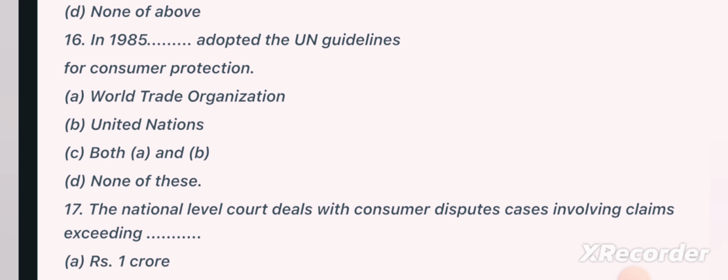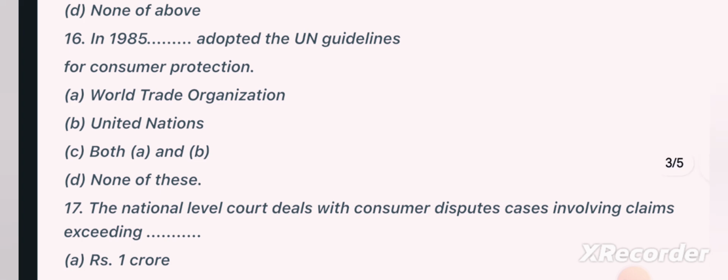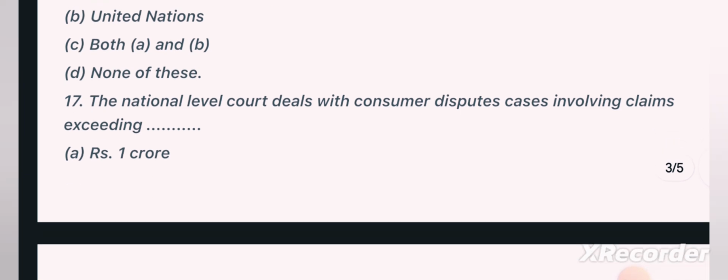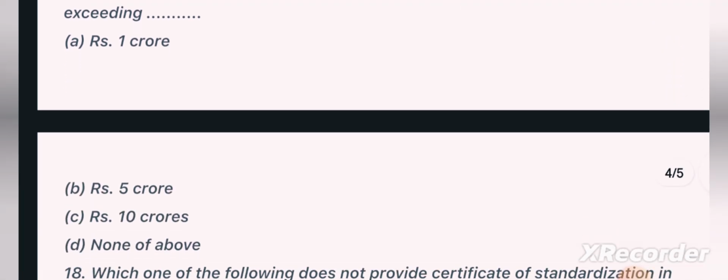In 1985, the UN adopted the UN guidelines for consumer protection. A. World Trade Organization, B. United States, C. Both A and B, and D. None of these. Question number 17 on your screen.